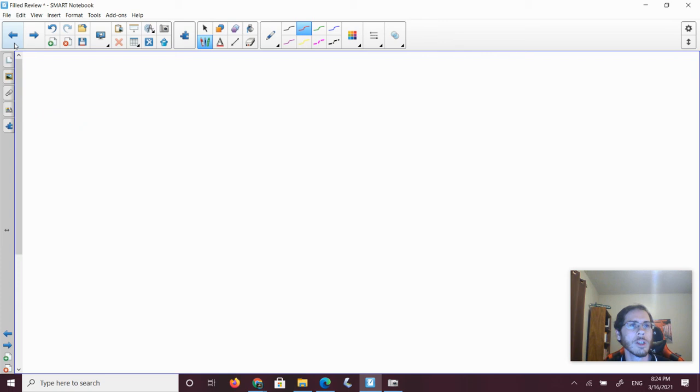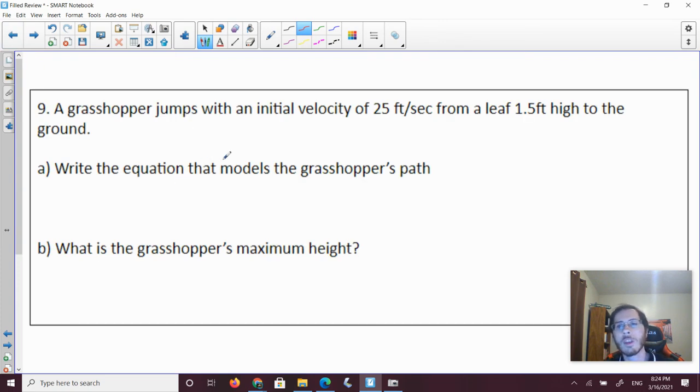All right, so I think we're at the end. Yeah, number 9 is the last question. So it says a grasshopper jumped with an initial velocity of 25 feet per second from a leaf 1.5 feet high to the ground. Write an equation that models the grasshopper's path. So looks like we're doing the vertical motion model. So we have to remember what that is.